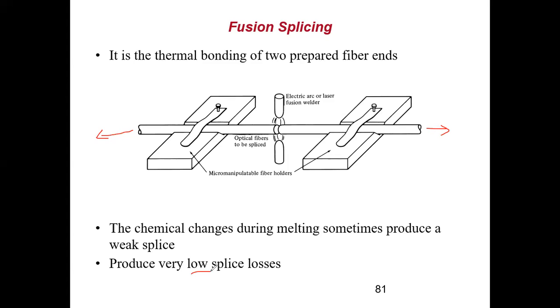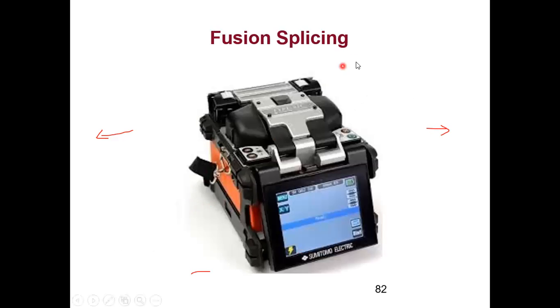So depending on the length of the fiber, that many splices, that many losses. Okay, so the splicing loss will be there. So even though we have very good splicing machines, still the losses will be there, but we have to take care that the losses should be as less as possible. Okay, so this is how my fusion splicing machine looks like.